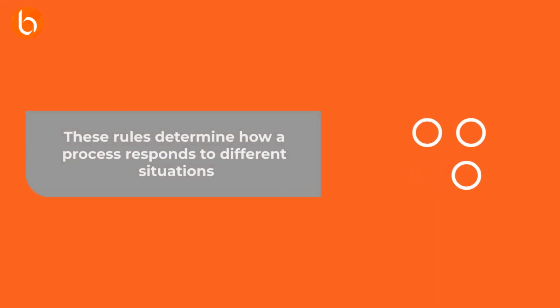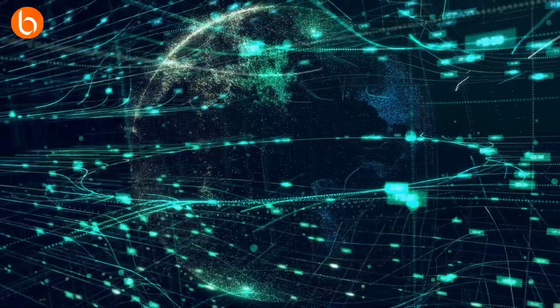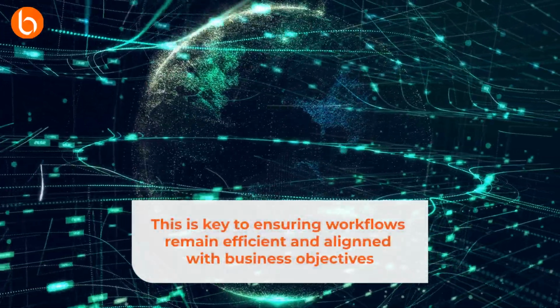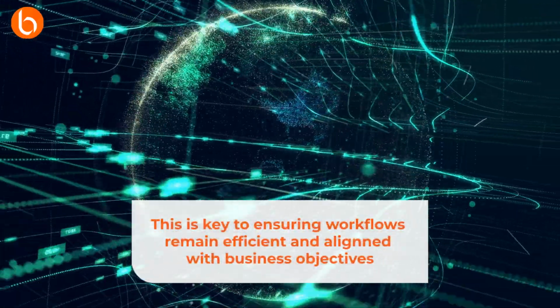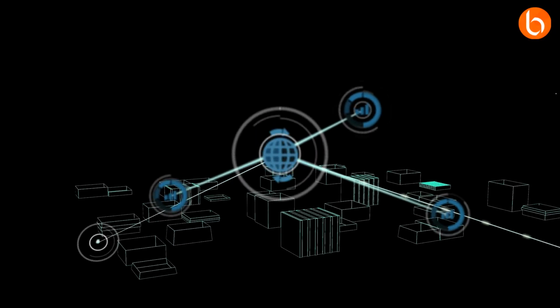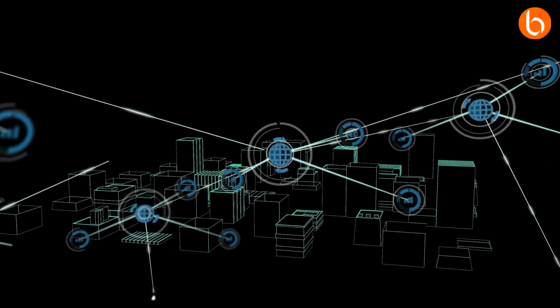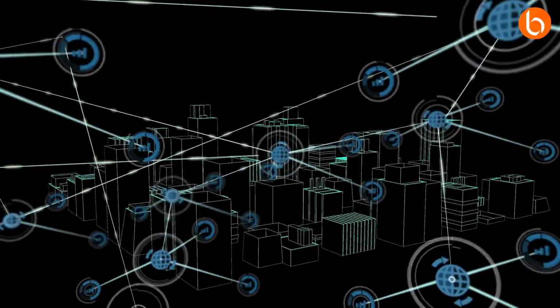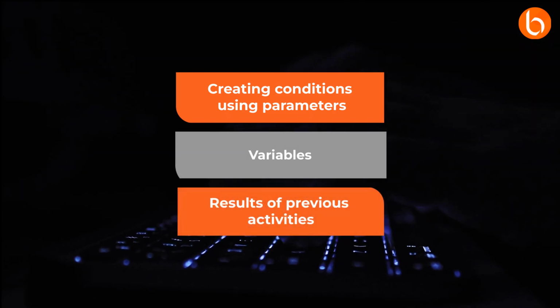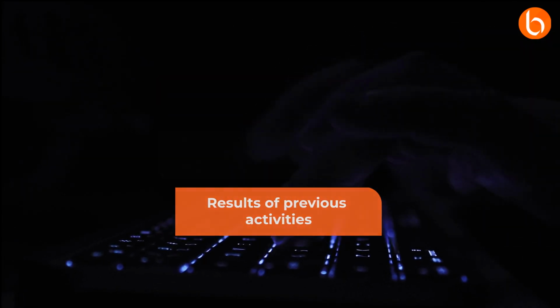These rules determine how a process responds to different situations, enabling specific actions to be triggered only when certain conditions are met. This is key to ensuring workflows remain efficient and aligned with business objectives. We explored the BIZUIT condition editor, a key tool for configuring business rules. We learned how to create conditions using parameters, variables, and the results of previous activities, and how to combine them with logical operators to build more complex rules.